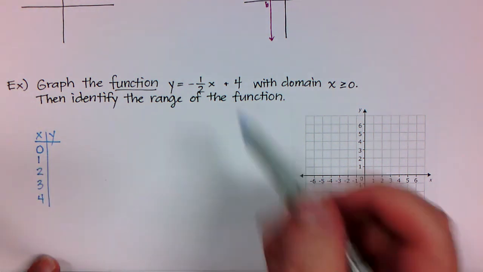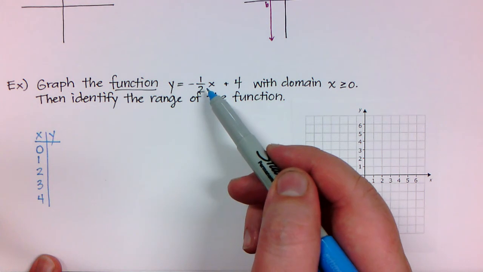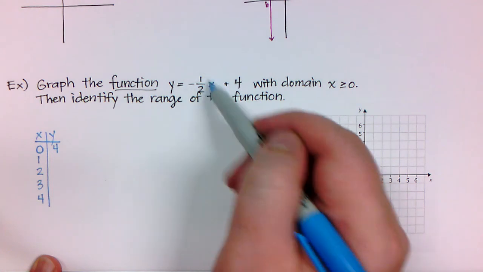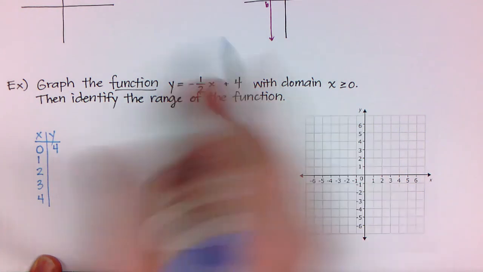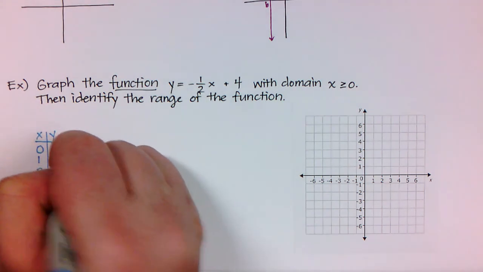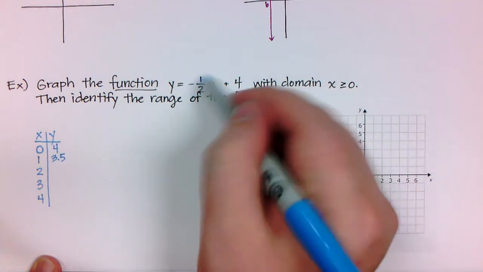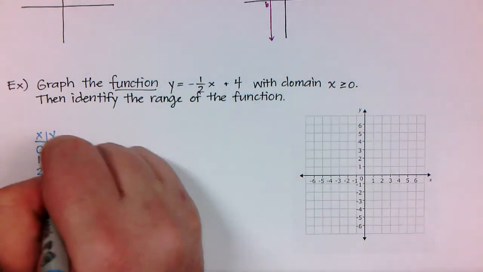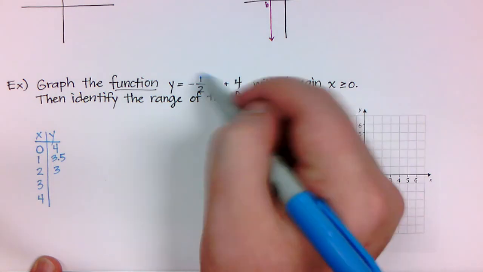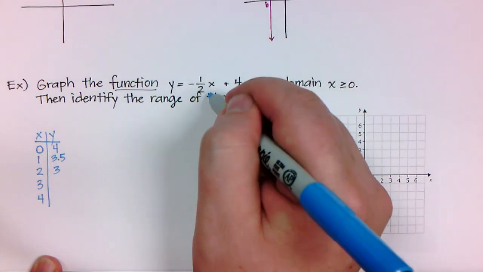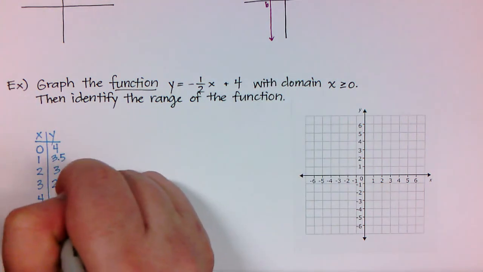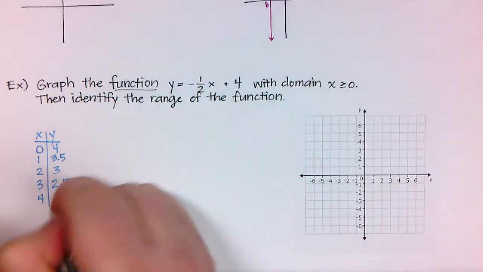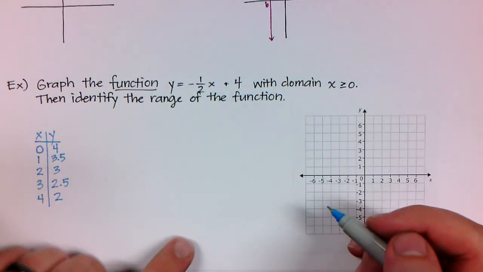Okay, and let's plug them in. When I plug in 0 to my function, I get y is equal to 4. When I plug in 1, this becomes -1/2. What is 4 plus -1/2? Well, that's 3.5. I'm just going to put the decimal form. When I plug in 2, 2 times -1/2 is -1. And -1 plus 4 is +3. Plug in 3 times -1/2, that's -1.5. Plus 4 is 2.5. And lastly, let's plug in 4. 4 times -1/2 is -2. Plus 4 is 2. So I have my values.